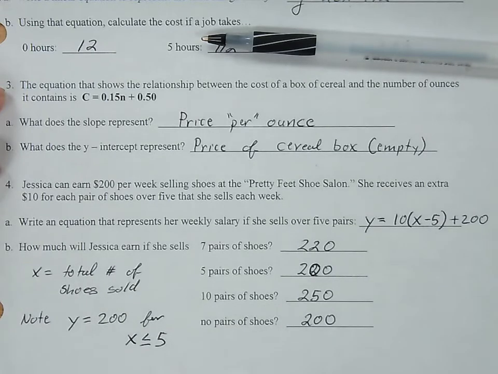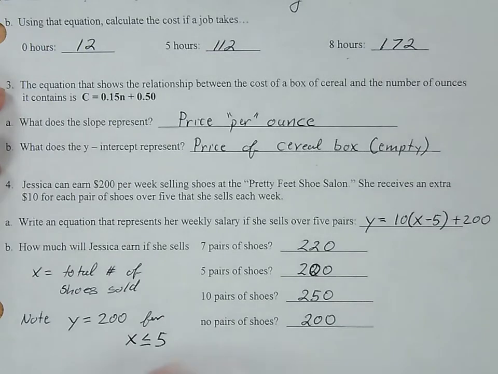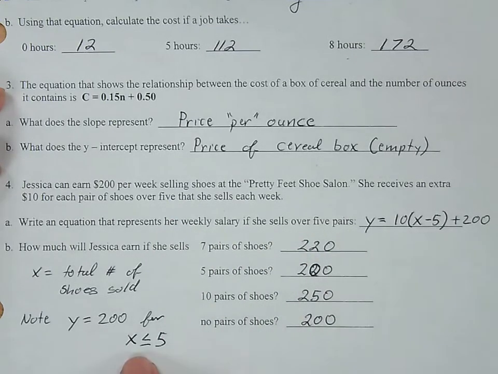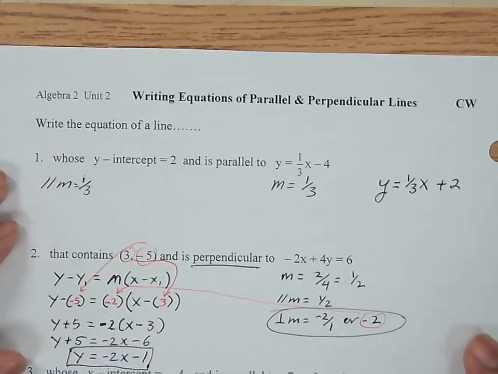All right, and x represents the total number of shoes sold, but note that y is always going to equal 200 if x is less than or equal to 5. Okay, that's one way of looking at this equation. Make sure that we subtract out the number that gets us to the bonus, and we also leave a limit for the domain.